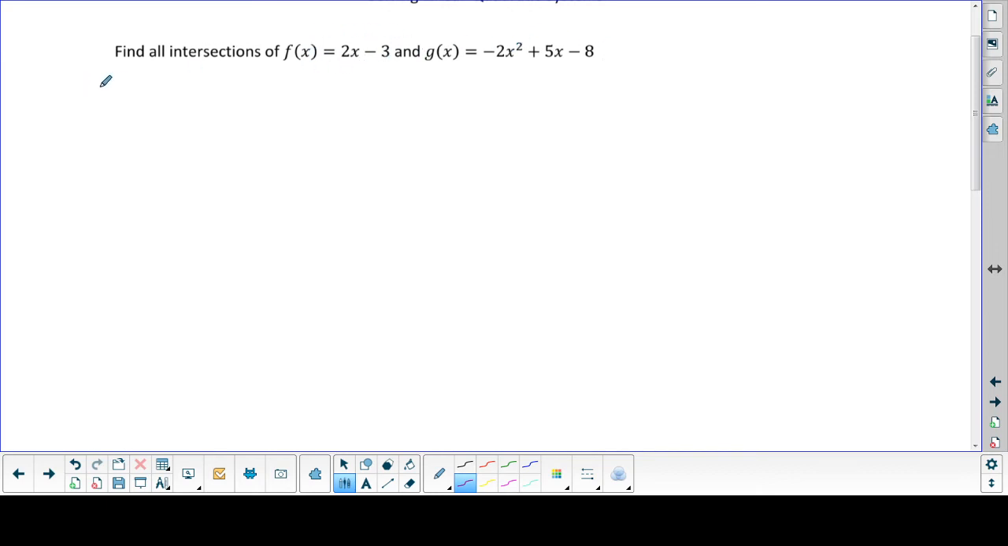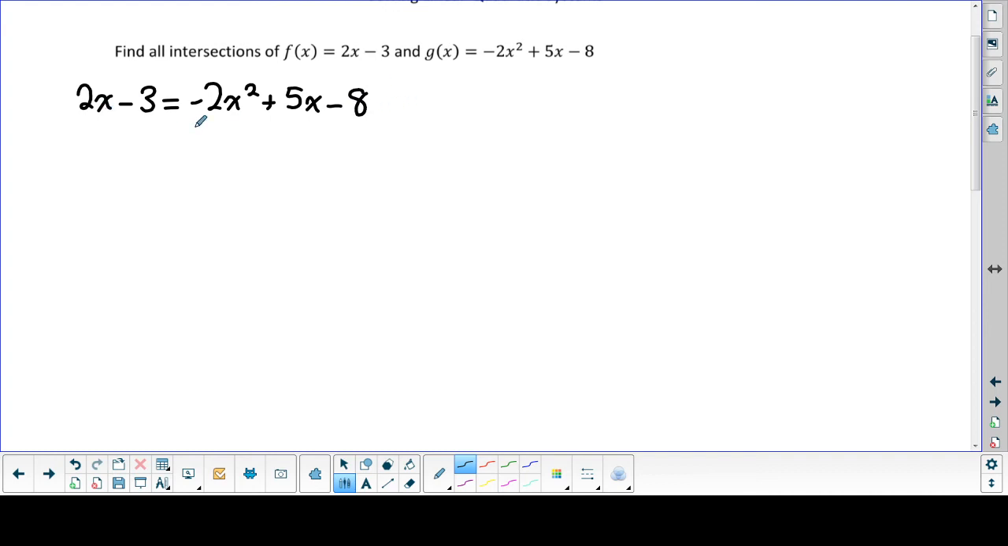Okay, so the process is the same. We're just going to set them equal to each other, and then rearrange, and then solve for x. So let's do that. Switch to a different color here. So 2x minus 3 equals negative 2x squared plus 5x minus 8.